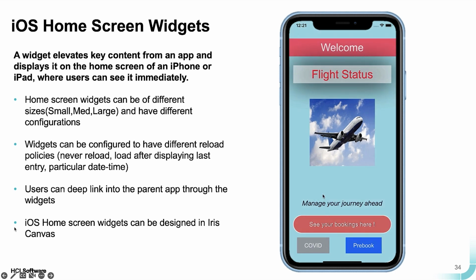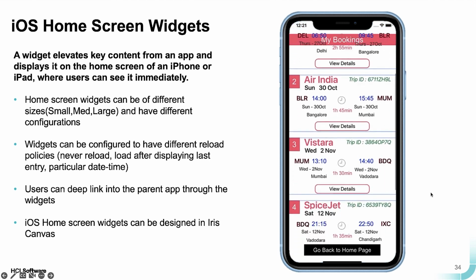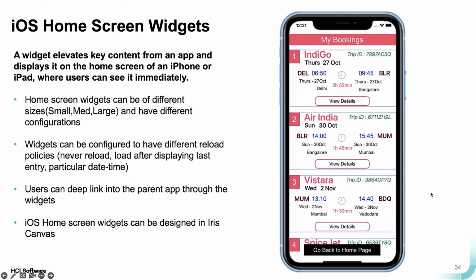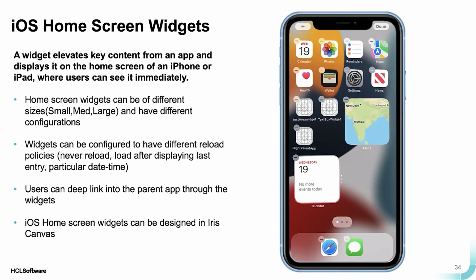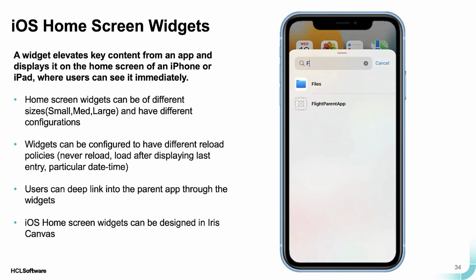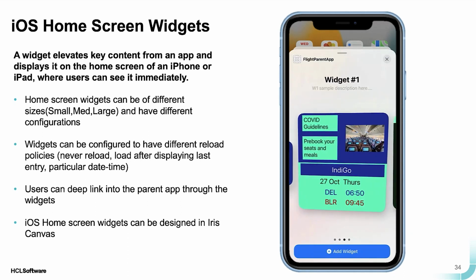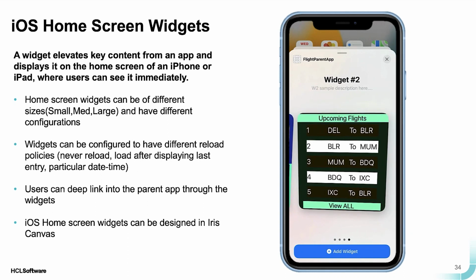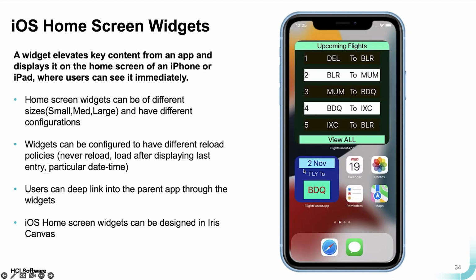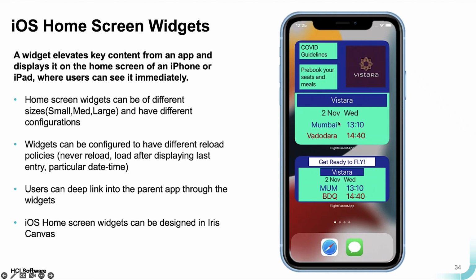Now, let me just run this video to show you how this works. So, this is the parent application, which is, say, an airline application. I've added widgets for this of different sizes. This is a medium size, this is a large size widget, and this is another large size widget, and this is a small size widget. So you can see different widgets can be showing different data. I can reload them at different times. So for example, you see the timer. Based on the timer, the data in this is changing, because I can choose to never reload them after displaying a last entry or at a particular time, right?